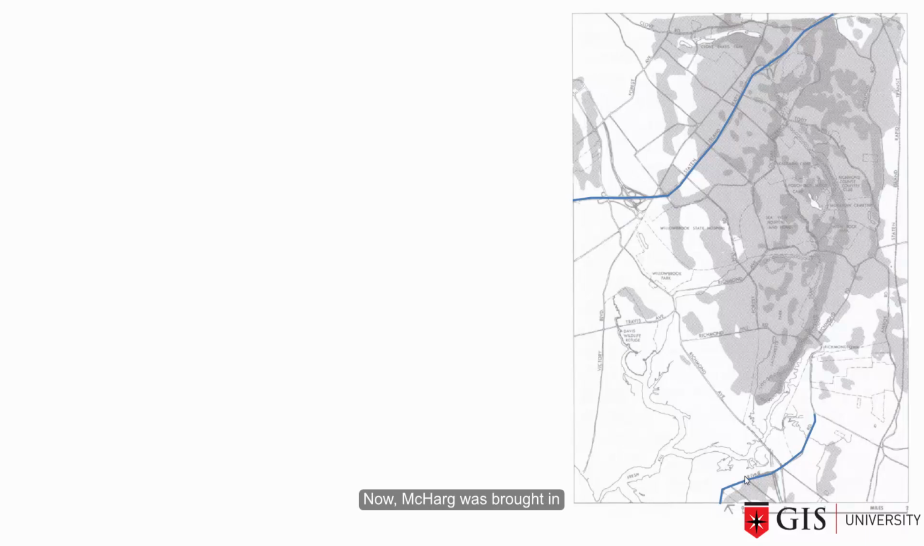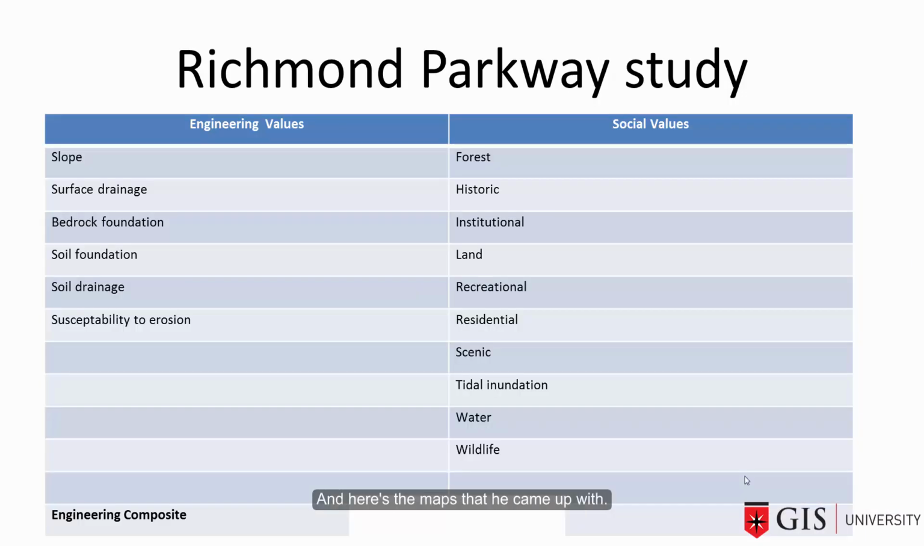Now, McHarg was brought in to try and resolve the issue, and what he did was he ended up creating a series of maps that dealt with the concerns of both the community and the engineers and the planners. And here's the maps that he came up with. So what are the things engineers are interested in? Well, basically they're interested in where's the best place to build a road, so that it's not going to fall apart. Things like a road's going to be cheaper to build if it's on shallow slopes. It's going to be a better construction if it's got good drainage and the soils are good.